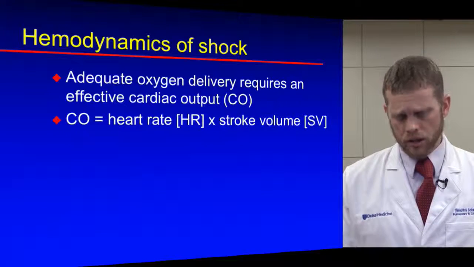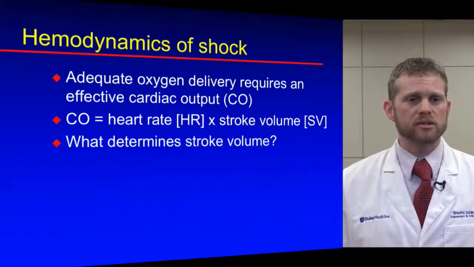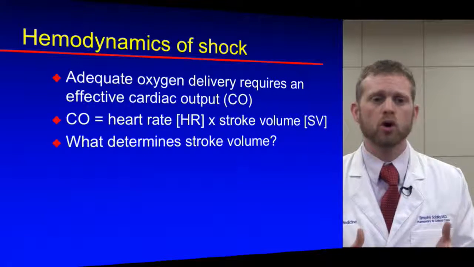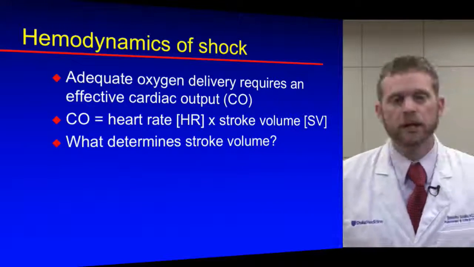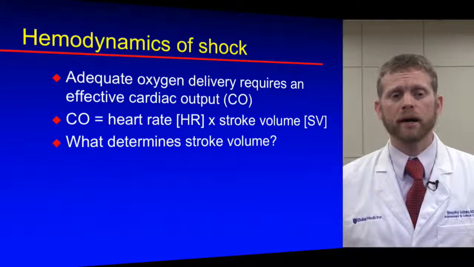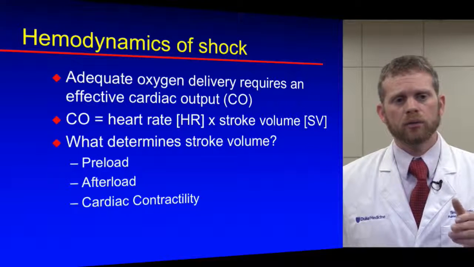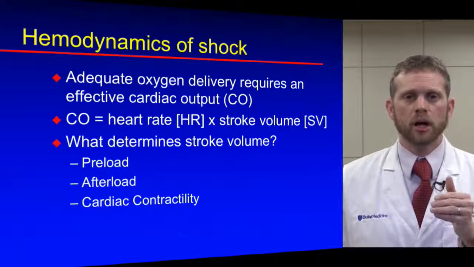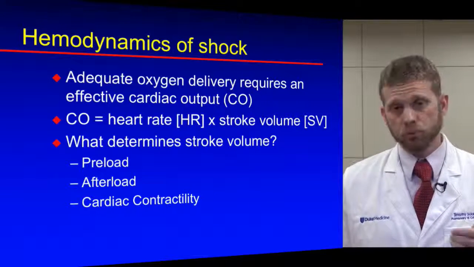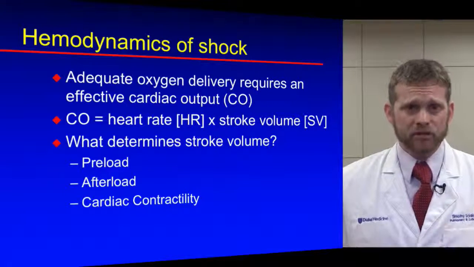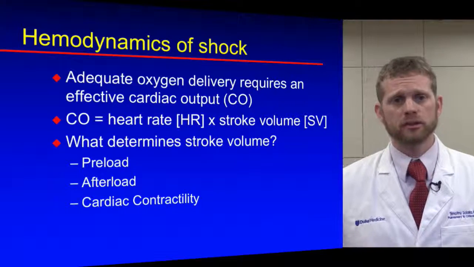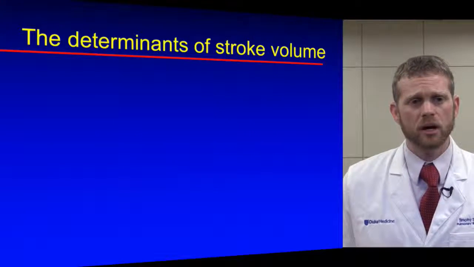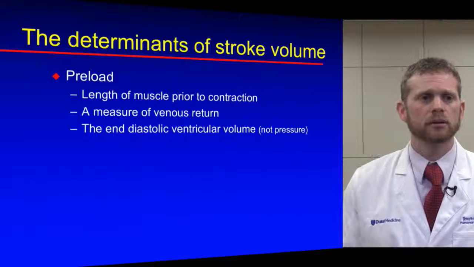So the thing we really need to think about is what determines stroke volume, because that's really going to be a very important determinant of the cardiac output. And the three things we're going to talk about in more detail that determine a patient's stroke volume are the preload, the afterload, and cardiac contractility. So let's define those in more detail.